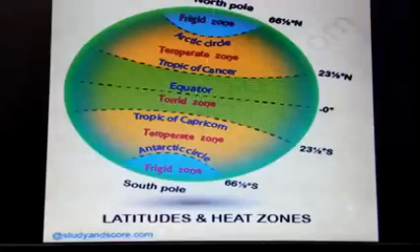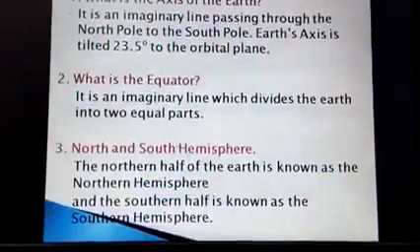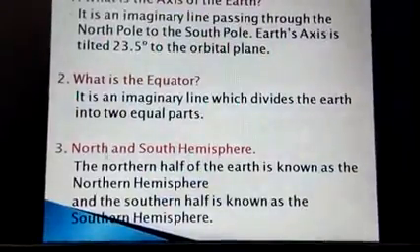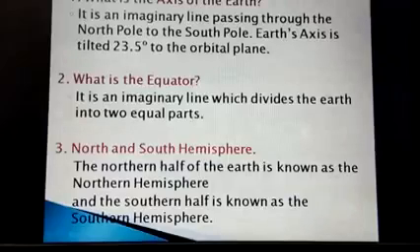The above part is known as northern hemisphere and the below part is known as southern hemisphere. So now you can answer the next question. Question number 3, north hemisphere and south hemisphere. The northern half of the earth is known as northern hemisphere and the southern half of the earth is known as southern hemisphere.